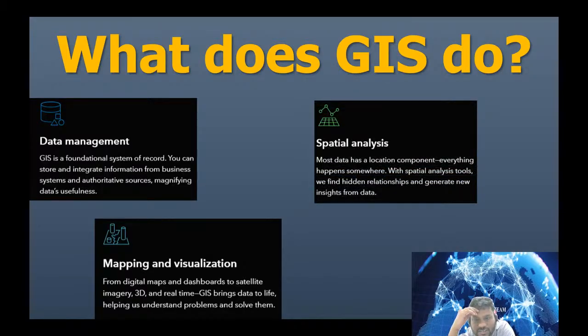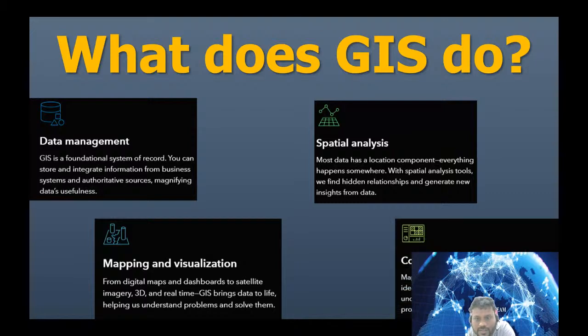Spatial analysis: most data has a location component. Everything happens somewhere. With spatial analysis tools, we find hidden relationships and generate new insight from data. Communication: maps and dashboards communicate complex ideas quickly. Science and data build common understanding, supporting collaboration and problem solving.